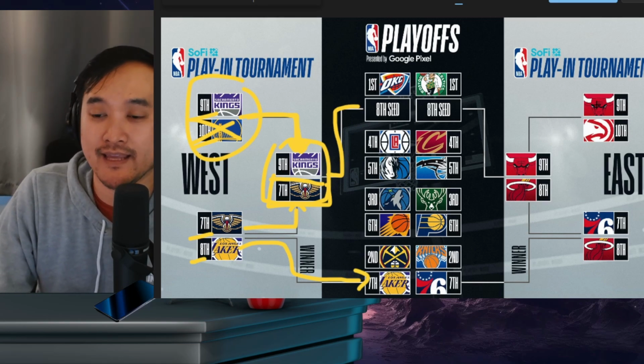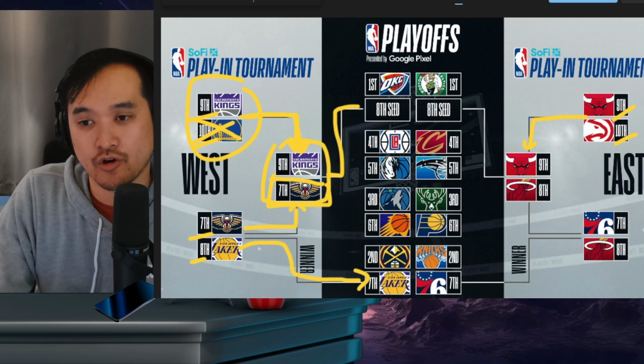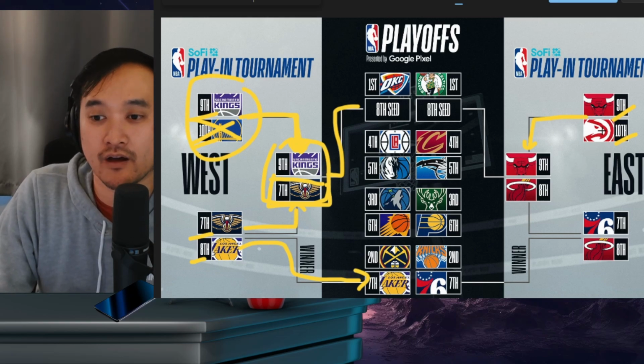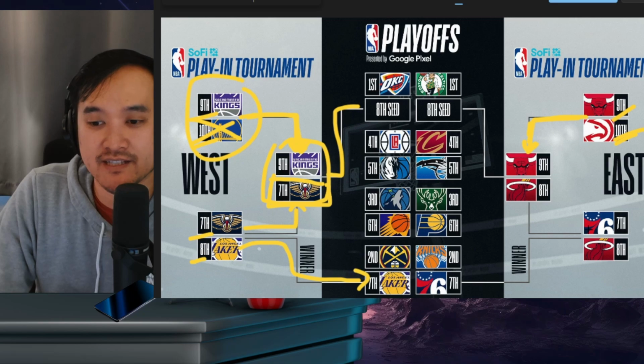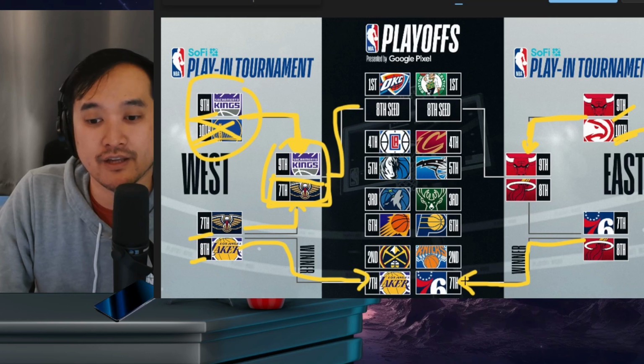Now we're going to take a look at the Eastern Conference and do the same thing. The 9th and 10th seed play against each other, and the winner moves on into the tournament and the loser goes home. In this case, the Bulls defeated the Hawks and the Bulls stay in this tournament. After this match, we have the 76ers versus the Heat, and the winner of this match was the 76ers just the other day, and by winning that match, they secured the 7th place spot in the Eastern playoffs.